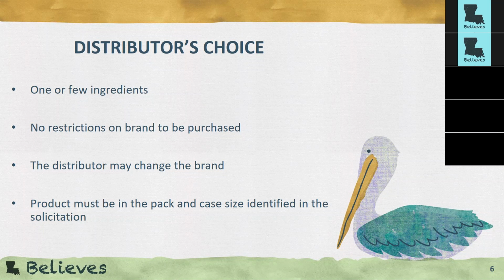The only requirement is the product in the pack and the case size identified on the solicitation document must be the same. For example, a case of pinto beans containing 12 303 cans couldn't be substituted if the specification calls for 6 number 10 cans. And a 50-pound bag of sugar can't be substituted with 2 25-pound bags of sugar. You may want to consider moving as many products as possible to distributor's choice because it reduces the time needed to develop detailed bid specifications.